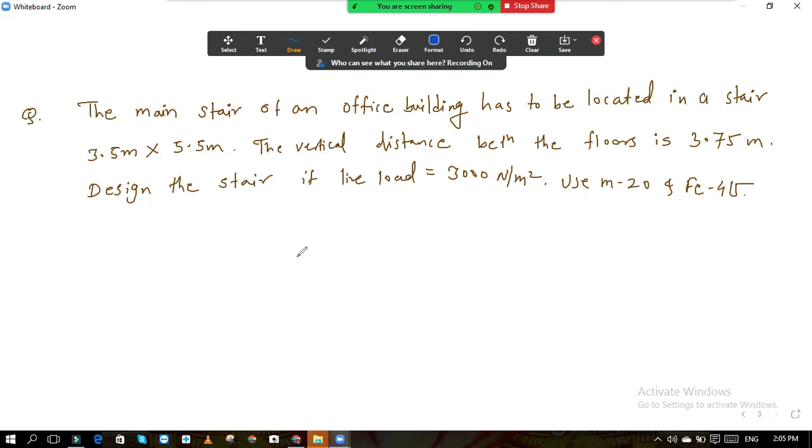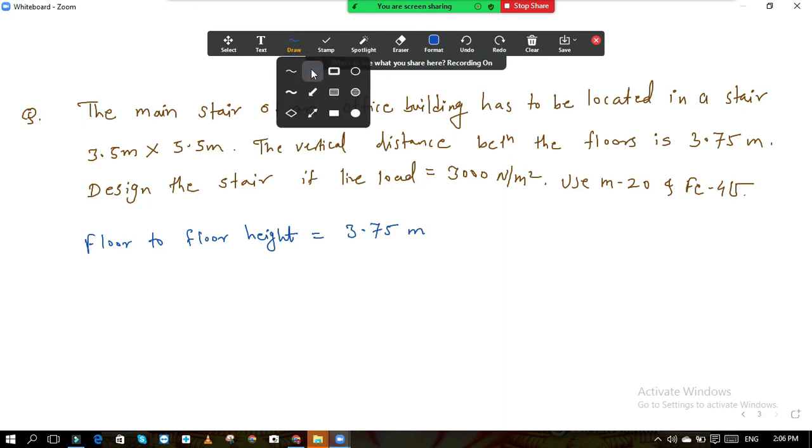First you need to calculate the number of steps. Okay. To calculate the number of steps, you need to assume the dimension of riser and the dimension of tread, and then we can solve this problem. Okay. So here what is given first, floor to floor height. It is 3.75 meter. Then height of single flight. So this is the floor to floor height. Floor to floor height means the distance between two floors.